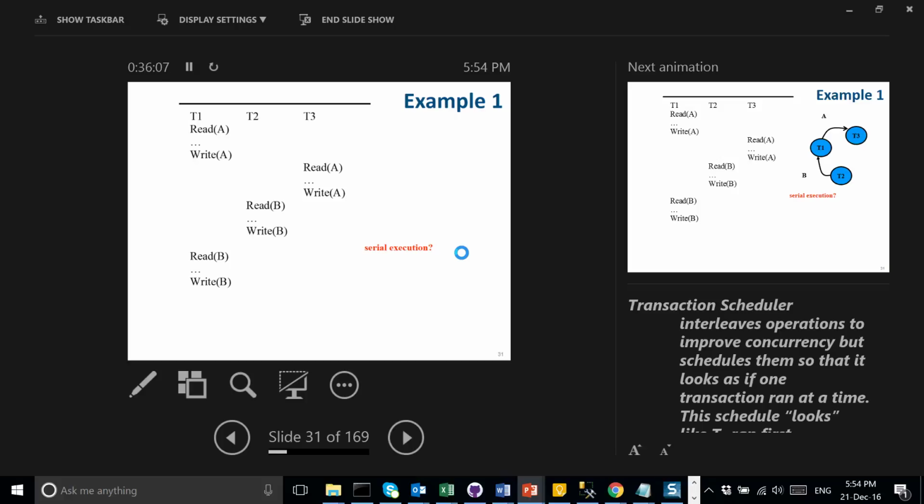Now, here it is, T1. T1 tries to read B. What does it need to do? It has to ask for a shared lock on B. Will this shared lock be granted? No. What should T1 do? Wait. Can you see it? Now, for us to move forward, what should happen? This one should commit.